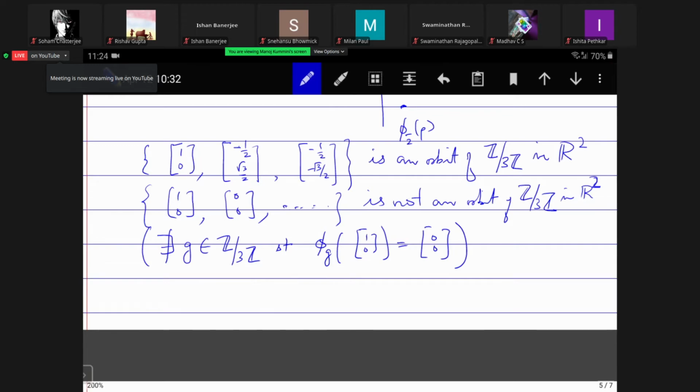Is it clear? What subsets we call an orbit and what subsets we don't call an orbit? So these are regarded as orbits of Z mod 3Z. Correct, the first one is the orbit of (1, 0). So therefore, we say it is an orbit of Z mod 3Z in R3, meaning it is an orbit of some element of R3 for this action of Z mod 3Z.